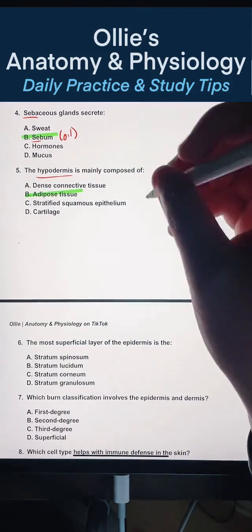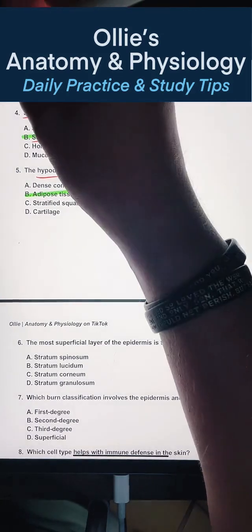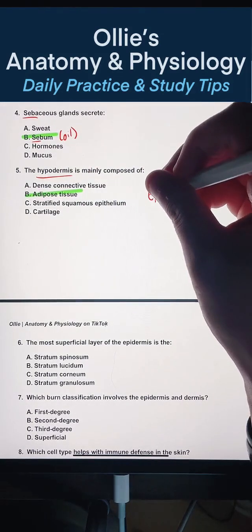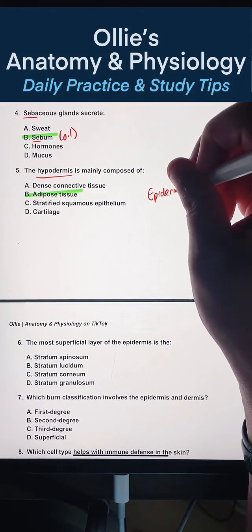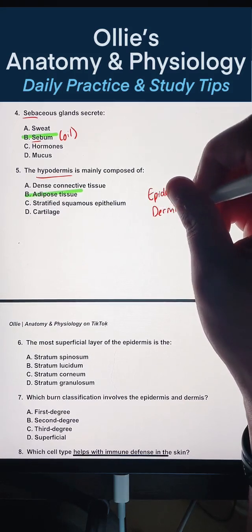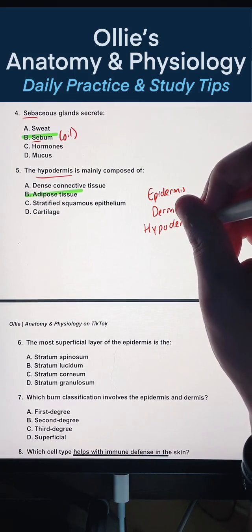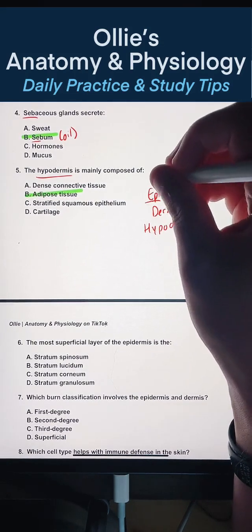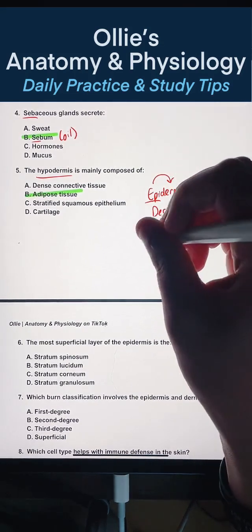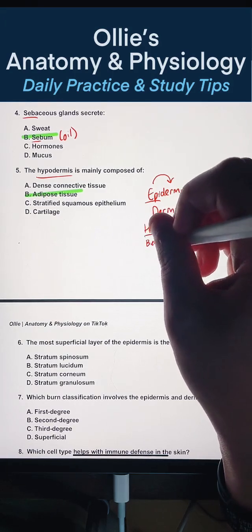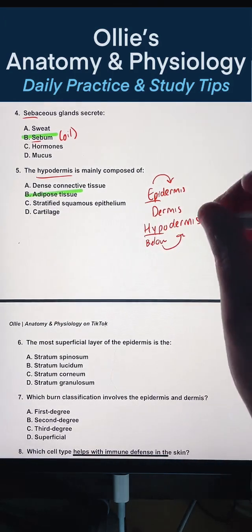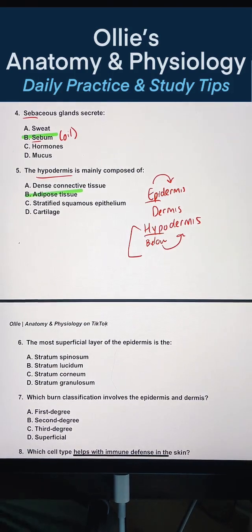But remember, when we talk about the layers of the skin, we have the epidermis, the dermis, and our hypodermis, or our subcutaneous layer. Remember that epi means above, so this would mean above the dermis. Hypo means below, so that would mean below the dermis, and this is, again, where all the adipose tissue is mainly.